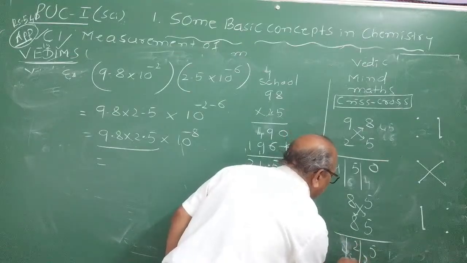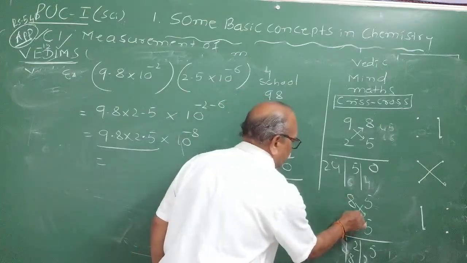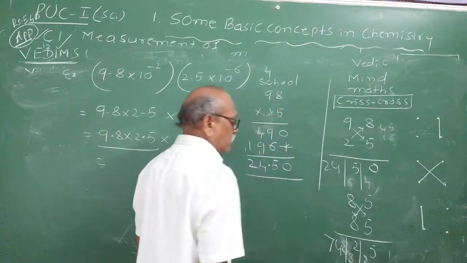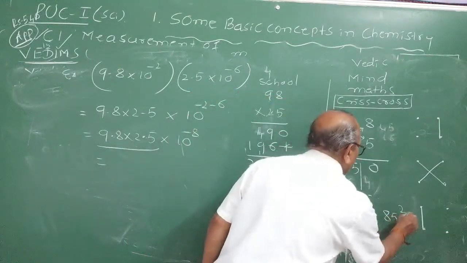82. Carry 8. Then you multiply the tenth place. 8 8s are 64. 64 plus 8 is 72. You will get 72 25. Even there are very fast methods for 85 square.